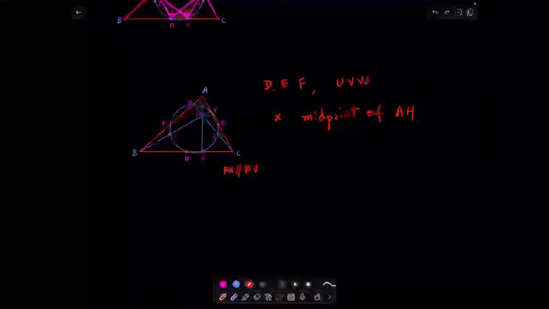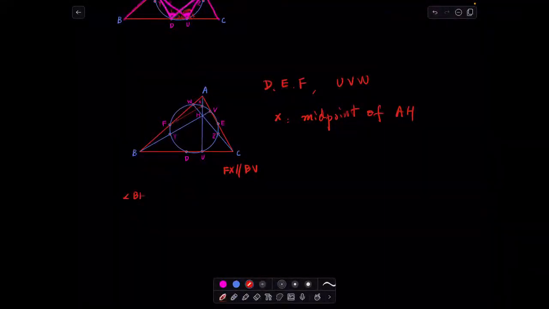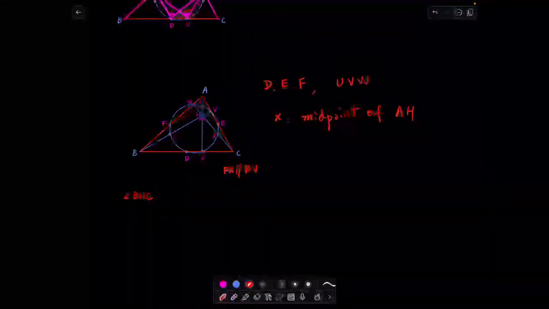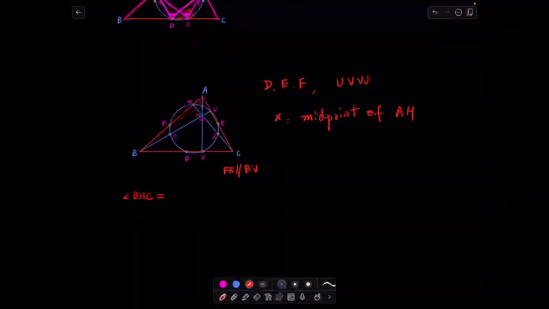Okay. Here, let's mark the angle BHC. What is BHC? Again, let's try to highlight here. Is this angle here, right? This angle here. Now, the opposing angle here is going to be VHW, right? So VHW, we claim that is 180 degrees minus BAC.